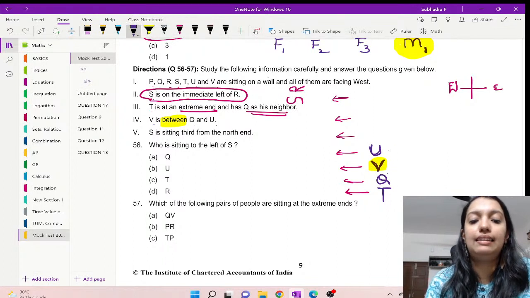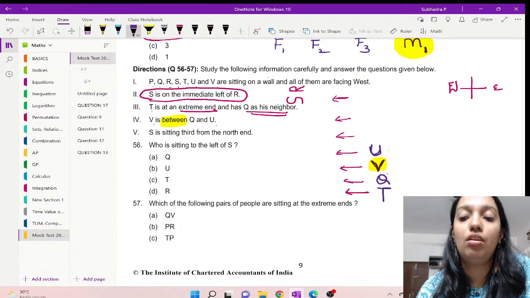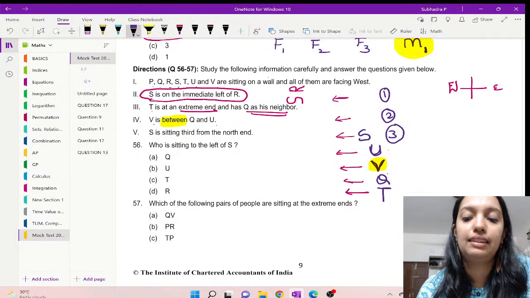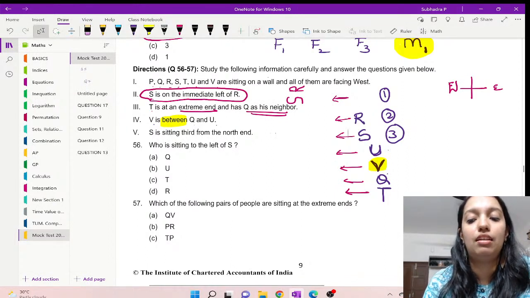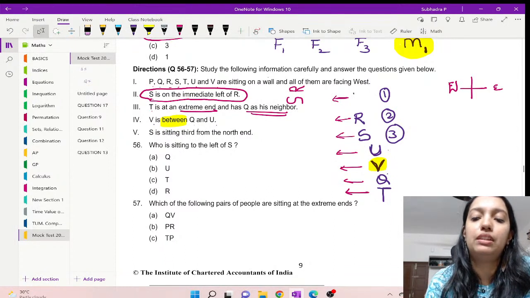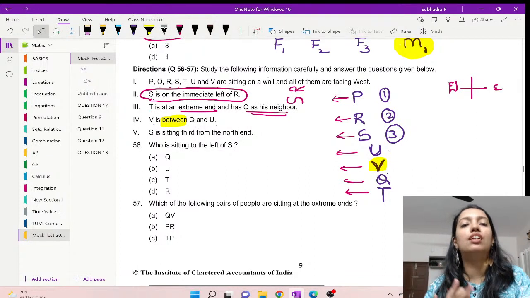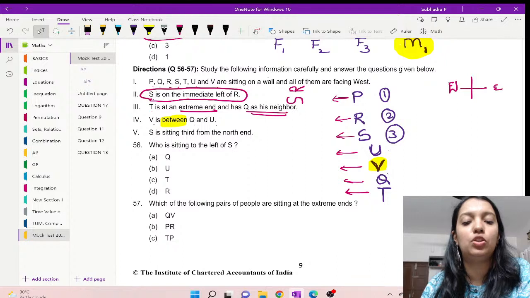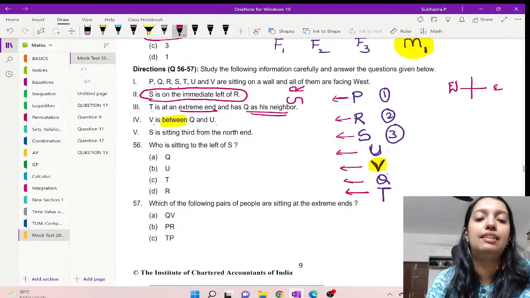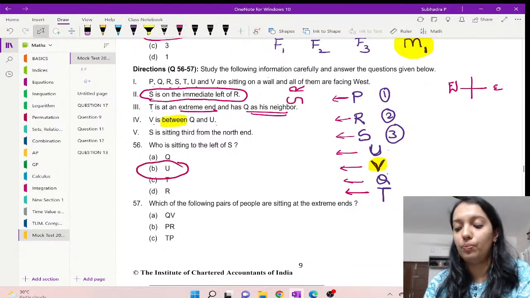Next. S is sitting third from the north end. This is the north end. First, second, third. This has to be S. And from the second condition we know that R has to be on the immediate left. Who is left out? First person P. So this is our arrangement. All the conditions given in the question have been satisfied. So going ahead for the 56th question: who is sitting to the left of S? Left of S is option B, U.